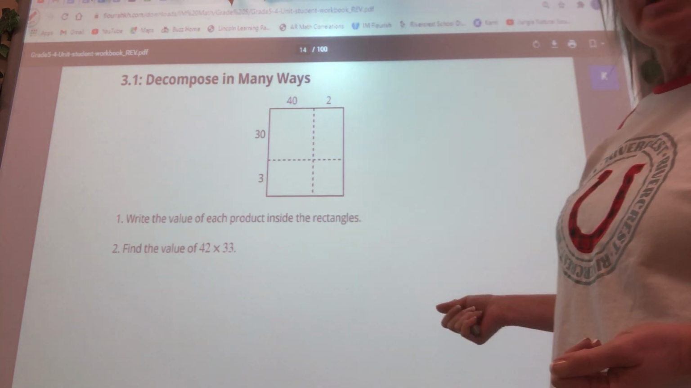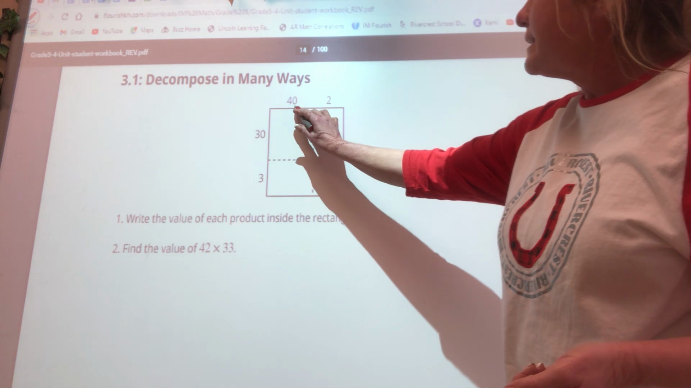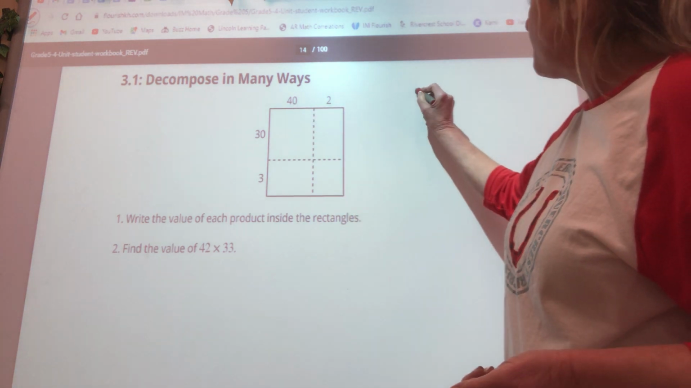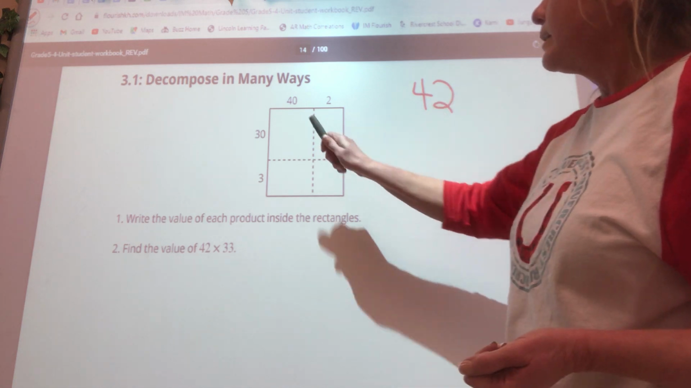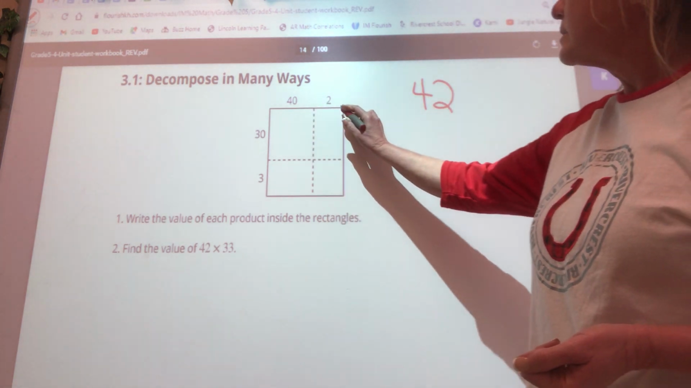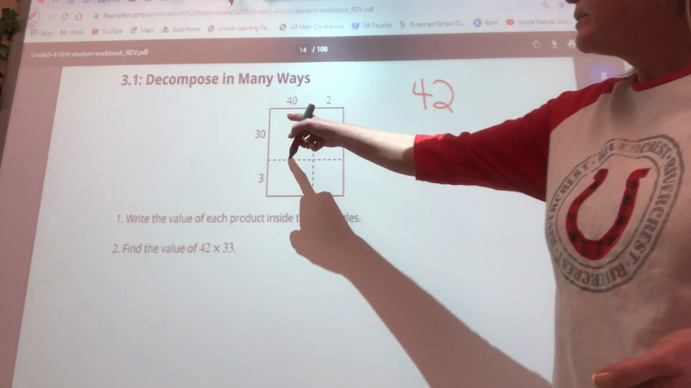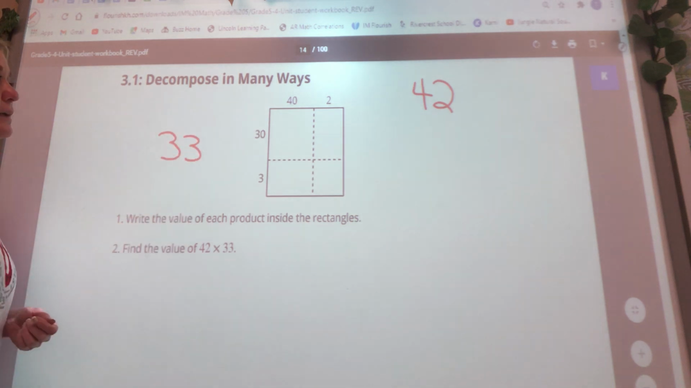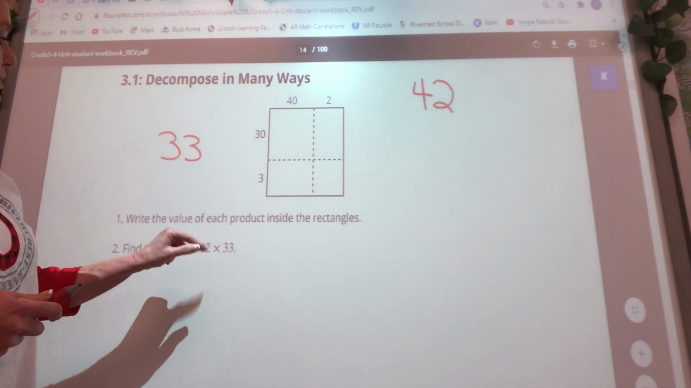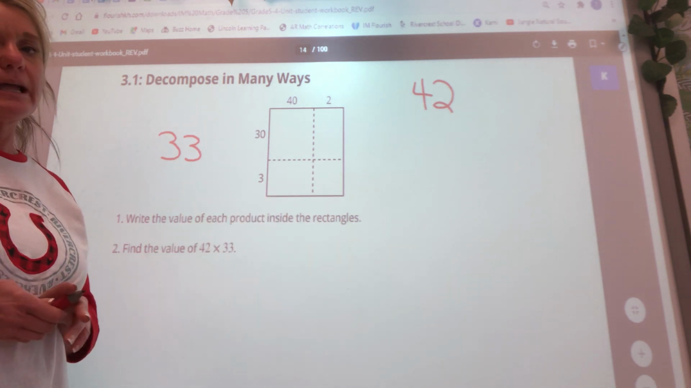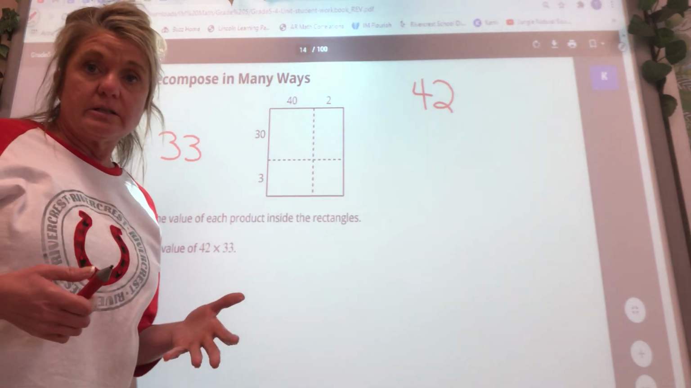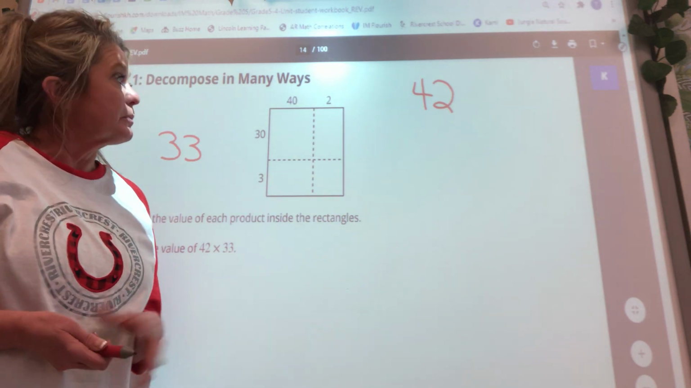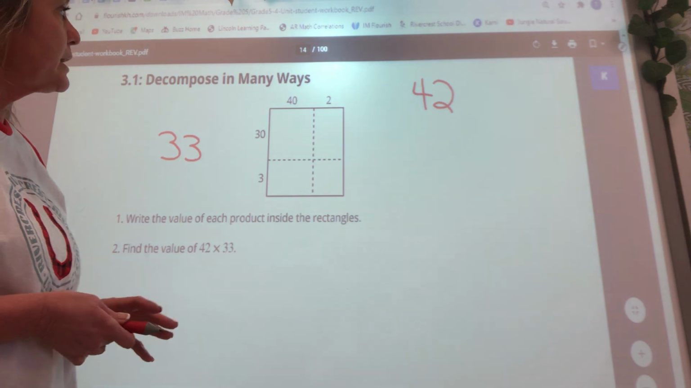It tells us that we're decomposing numbers. We decomposed the number 42 by showing it in 40 for the tens place and 2 for the ones place. And then we decomposed, or we broke down, the number 33 into the tens place and the ones place. Okay? And then from there, it says write the value of each product inside the rectangle. Now we know that product is just the answer to a multiplication problem. That's all a product is, the answer to a multiplication problem.